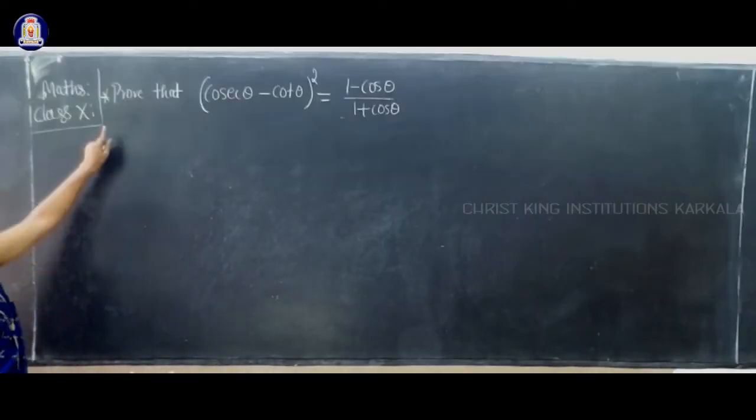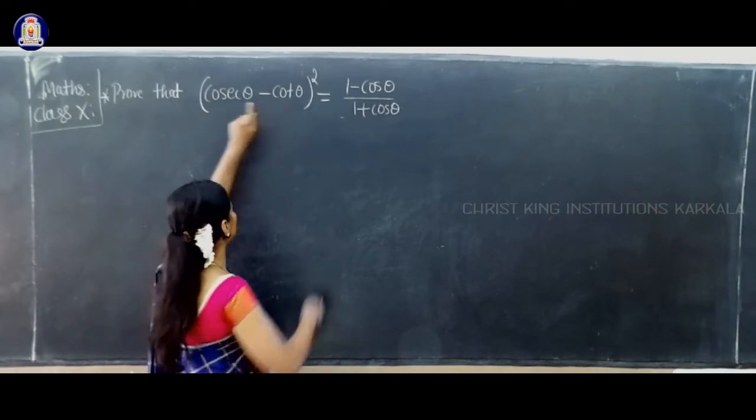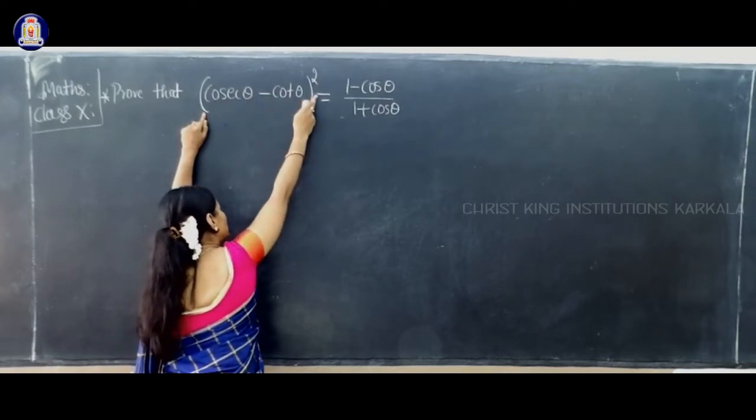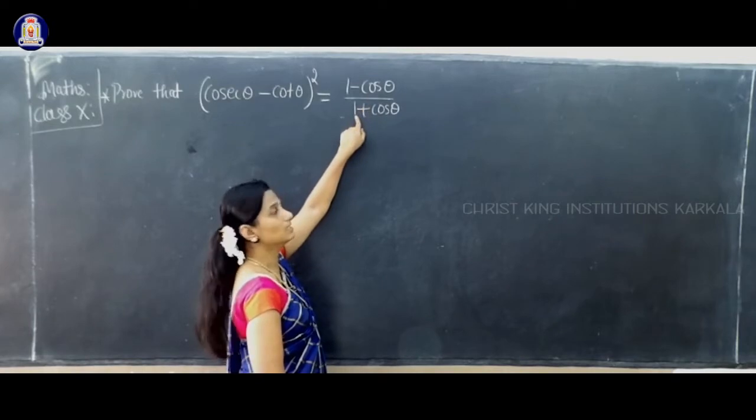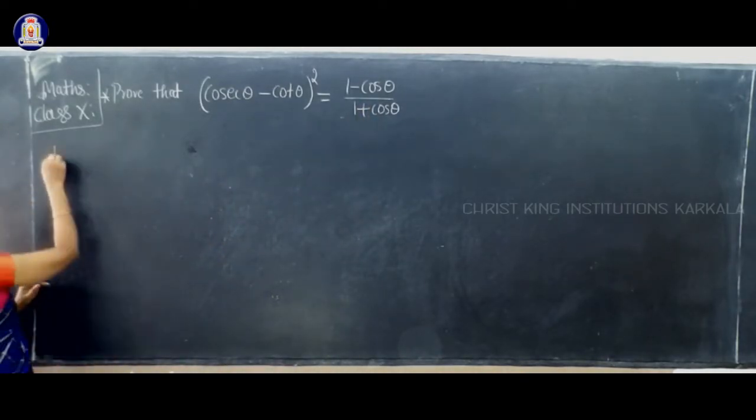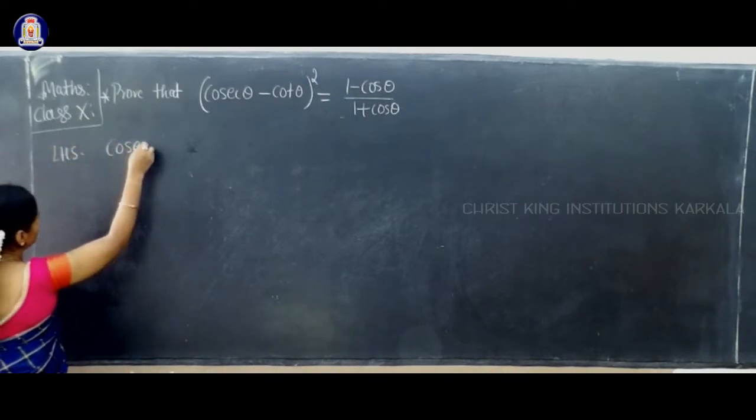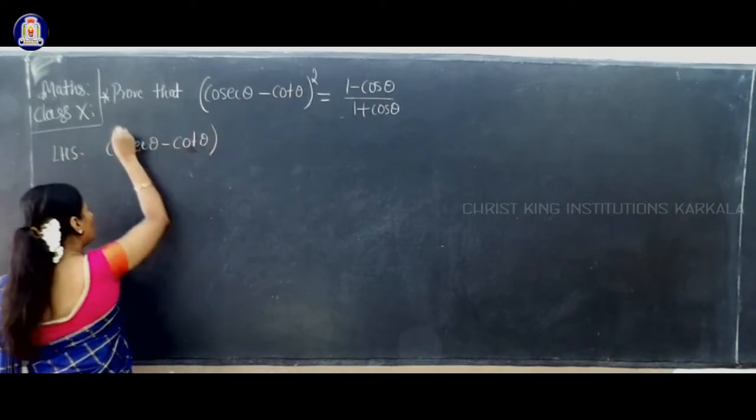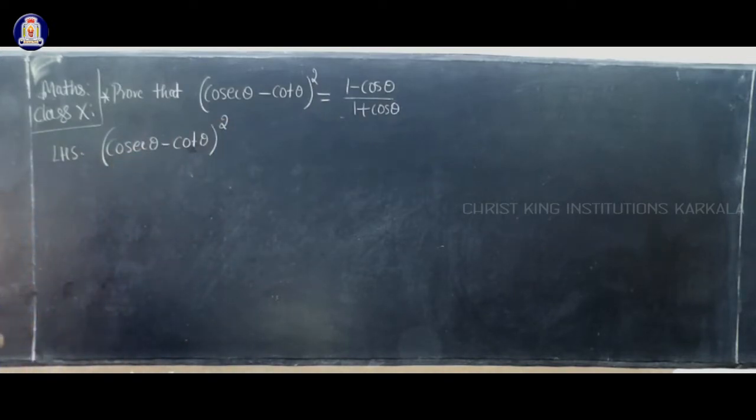Next question, prove that cosecant theta minus cot theta whole square is equal to 1 minus cos theta divided by 1 plus cos theta. So now take your LHS side. What is the LHS side? It is cosecant theta minus cot theta whole square.